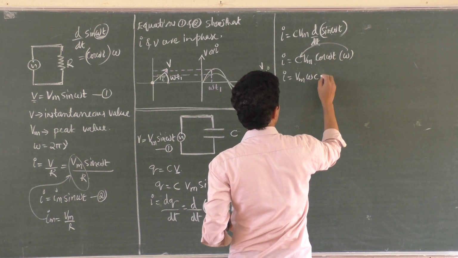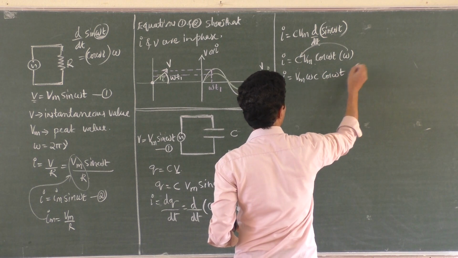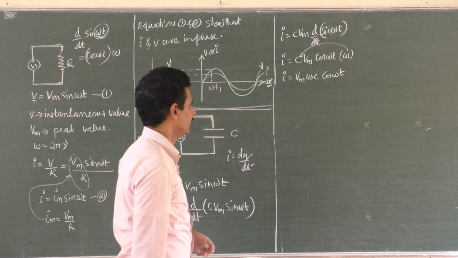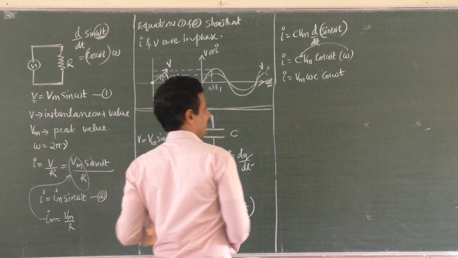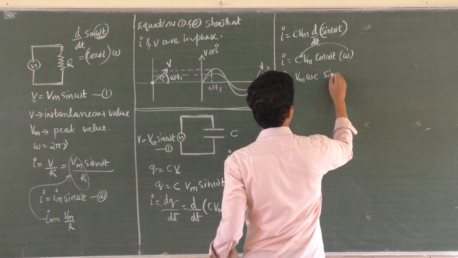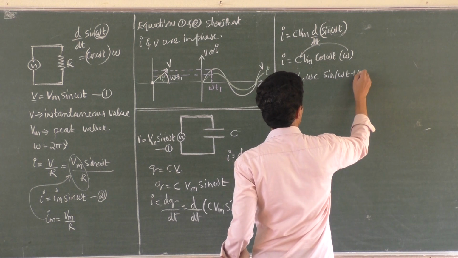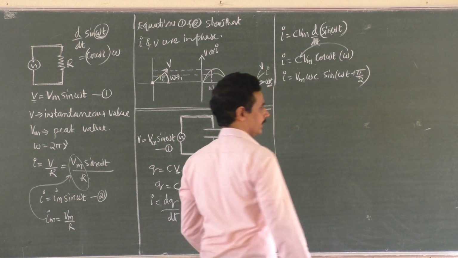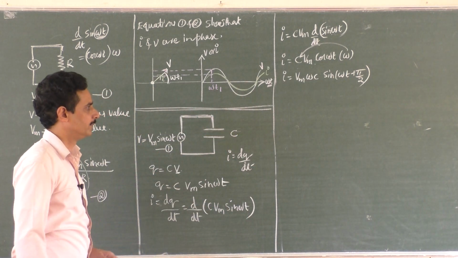Vm omega c cos omega t. Okay. Now you say, of course, cos omega t can be written as sin omega t plus pi by 2. Sin omega t plus pi by 2. Okay.